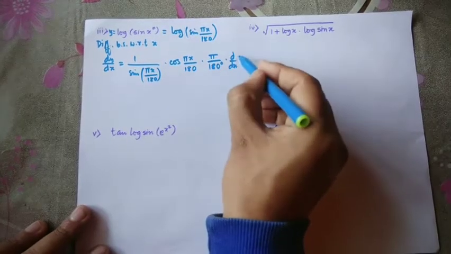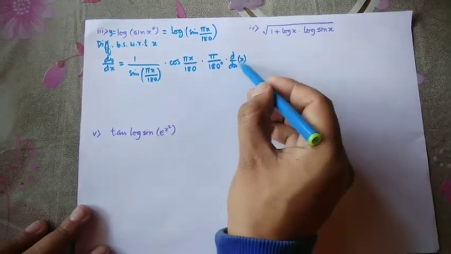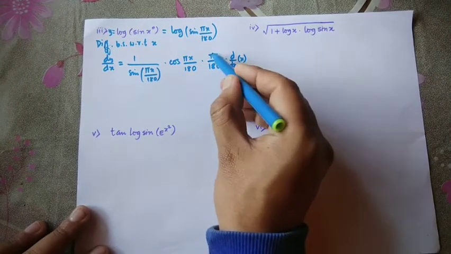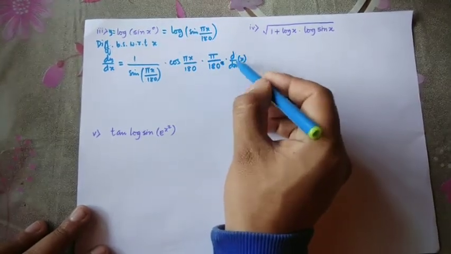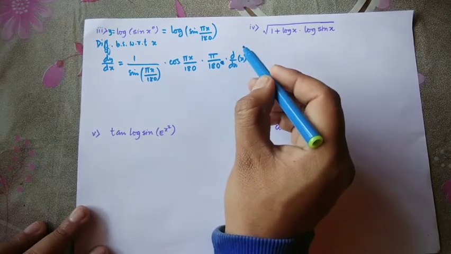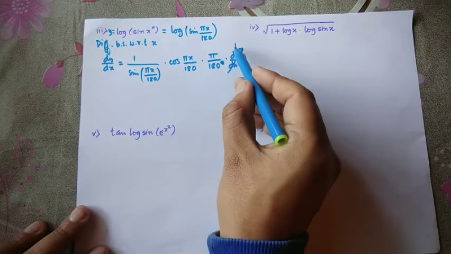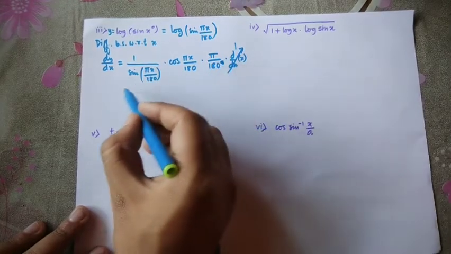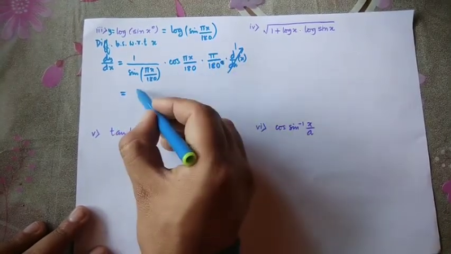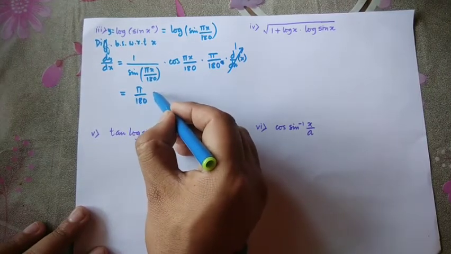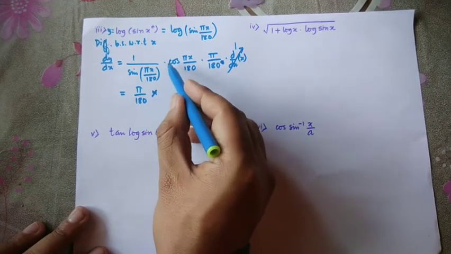So let us differentiate x. Okay, and what is differentiation of x? It is 1, right? So d by dx of x is only 1, so this full thing becomes 1. So we have 1 into pi by 180, which is pi by 180 degree.